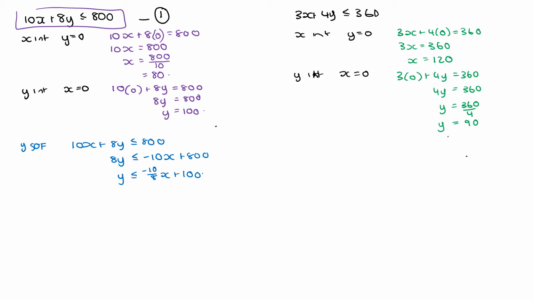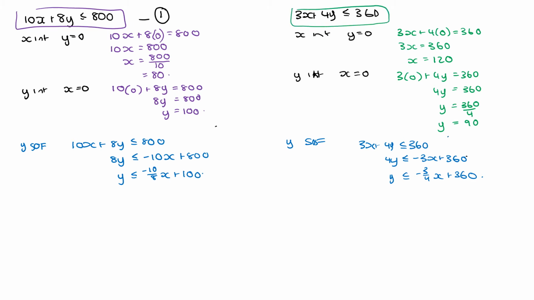And again, we're going to do the same thing where we make y the subject of the formula, for reasons I've already explained before. So y is the subject of the formula. We have 3x plus 4y less than or equal to 360. So we have 4y is less than or equal to minus 3x plus 360. So we have y is less than or equal to minus 3 upon 4 x plus 90. Okay, and so we've done constraint 2.